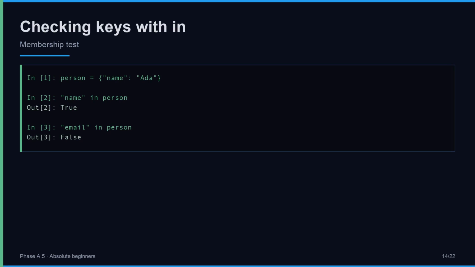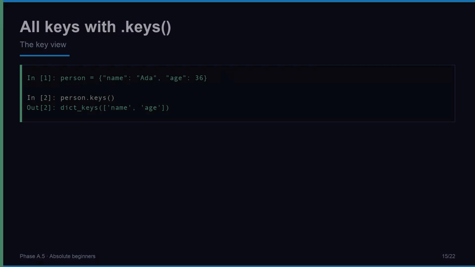Before you look up or delete a key, you might want to check whether it exists. The in keyword does that. "name" in person returns True, because the name key is there. "email" in person returns False, because email is not a key. Notice, in checks the keys, not the values. This is a fast operation on dicts. Python does not scan every pair, it jumps straight to the answer. Check before you trust.